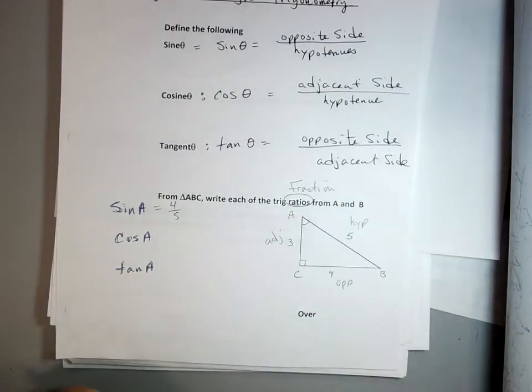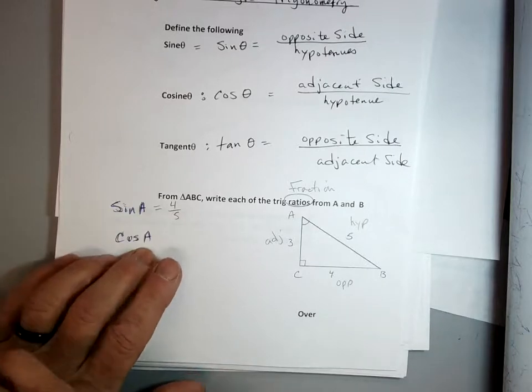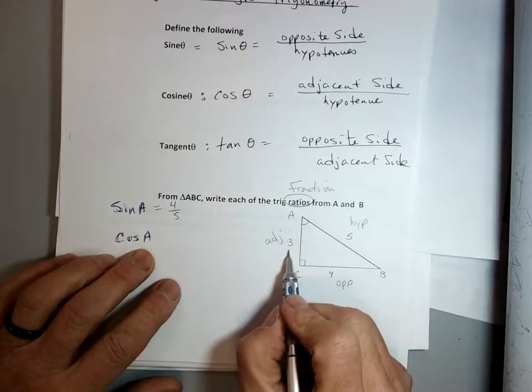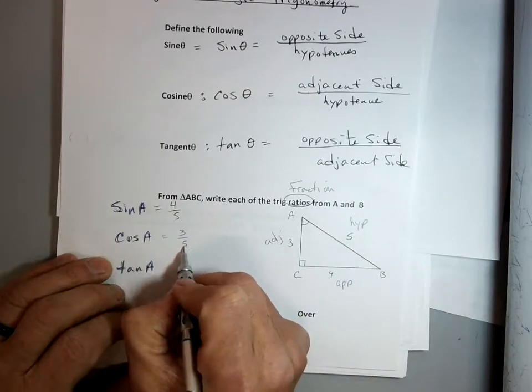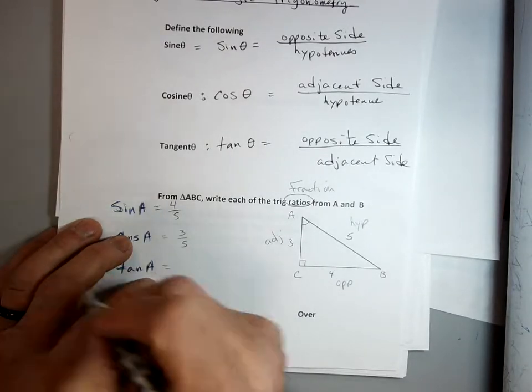So, sine. What about cosine? 3 over 5. It is 3 over 5 because cosine is the adjacent side over the hypotenuse, right? So the adjacent side, so it's 3 over 5. Nice job, Ava. And then what about the tangent? 4 over 3. It's that easy.